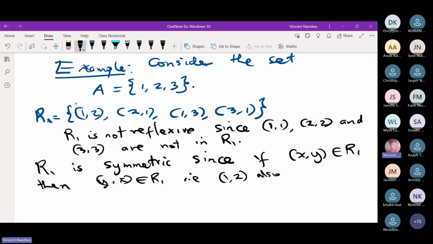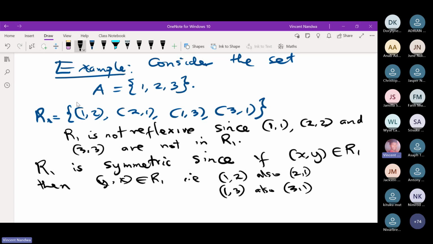Also, we have 2, 1. So when you switch the roles, the first becomes the second, and the second becomes the first. We can also see an element 1, 3, and also we have element 3, 1. Any element you pick in R1, you must always find another element with the order switched. Then R1 is symmetric.